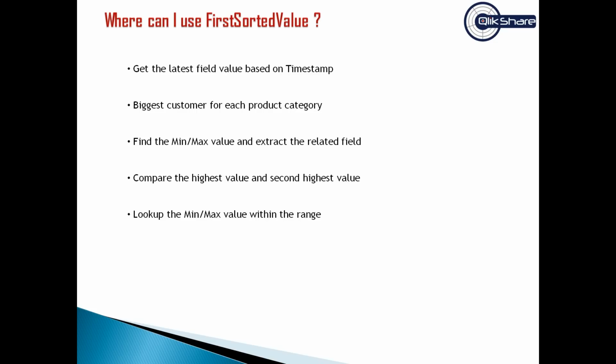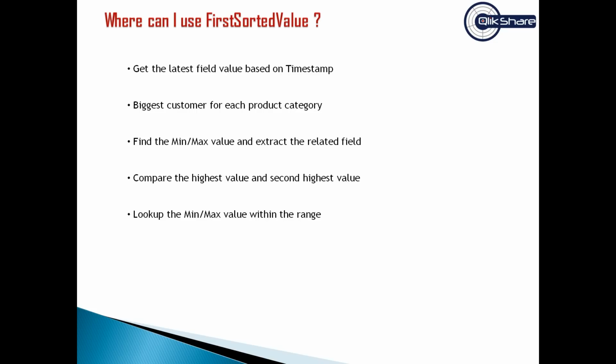We can also use it to compare the first highest score versus the second highest score. So you can see the difference between the first highest score and the second highest score, and that's pretty useful. And finally, I'm sure most of the Excel users would want something like a VLOOKUP, but VLOOKUP based on a minimum or the maximum value. That's exactly what first sorted value can do. Based on a specific field, you can calculate the minimum and maximum value, and you can extract the relevant field for that value.